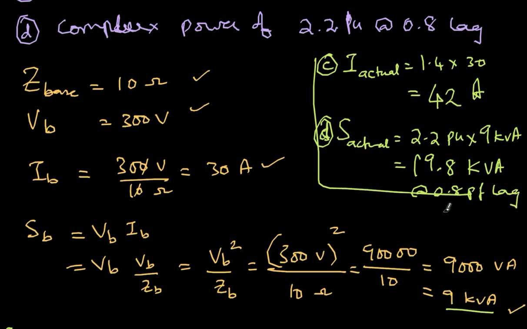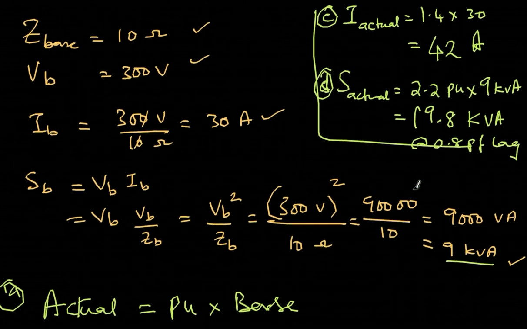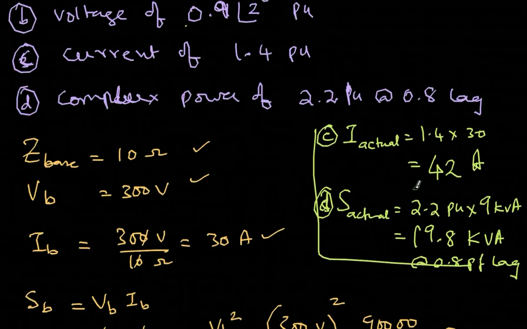So the power factor information will just continue as it is. Now if I multiply with 0.8, I'll get the actual kilowatts and so on. I can always split this kVA into active and reactive parts. So this way we are able to do that.